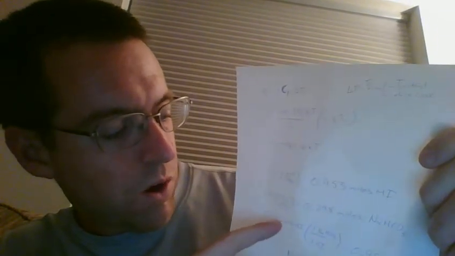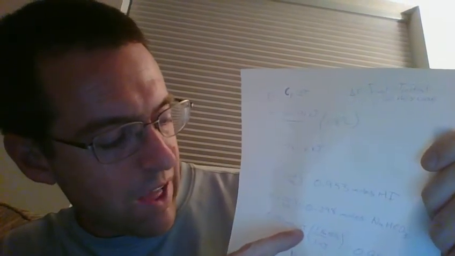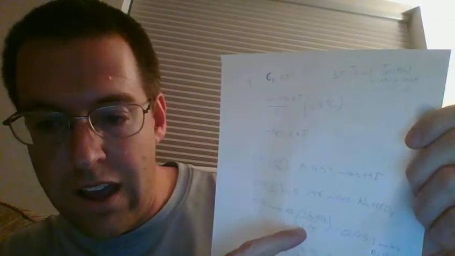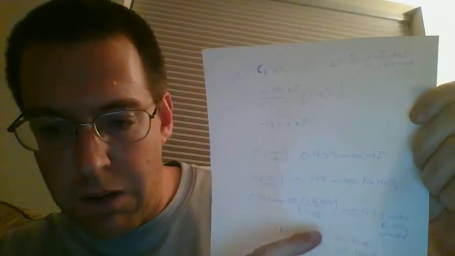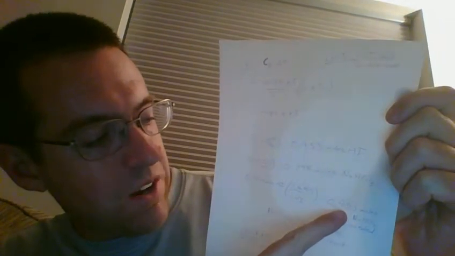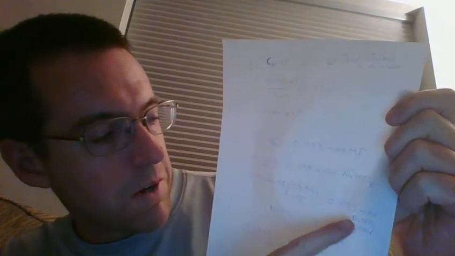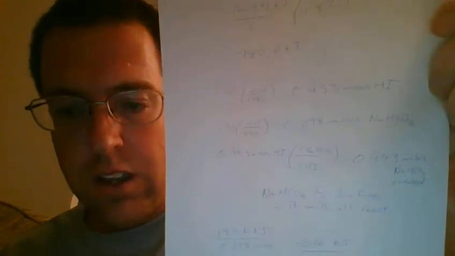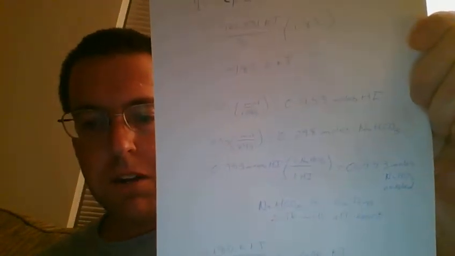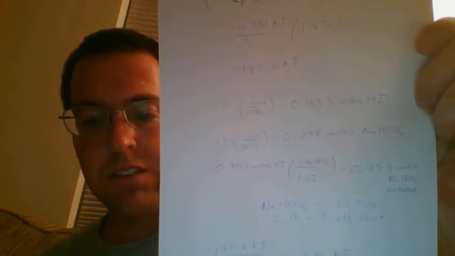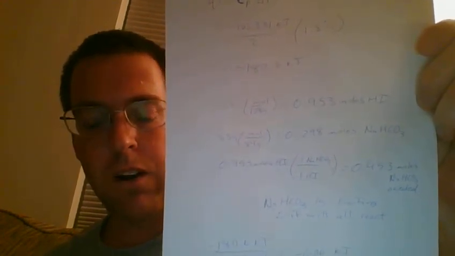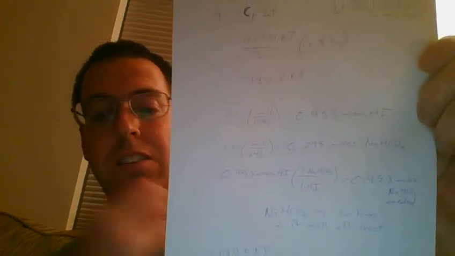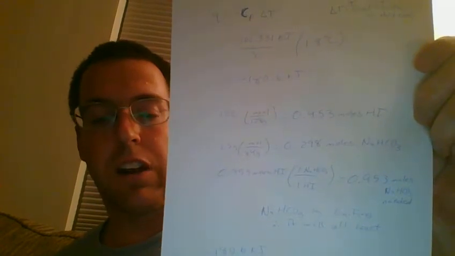So we can take the hydrogen iodide and convert it to moles of sodium bicarbonate. There's 1 hydrogen iodide per 1 sodium bicarbonate, and so we need 0.953 moles of sodium bicarbonate. But we only have 0.298 moles of sodium bicarbonate. So that means that sodium bicarbonate is our limiting reactant. Because of this, we can say that all of that sodium bicarbonate is going to react. If it's a limiting reactant, that means it's all going to have to react.